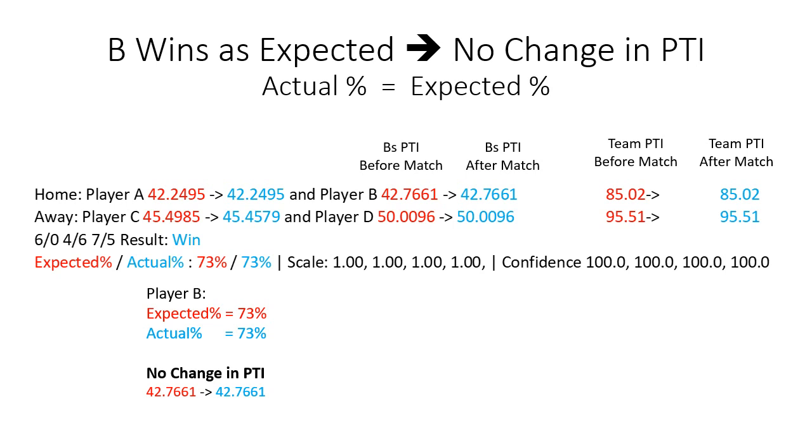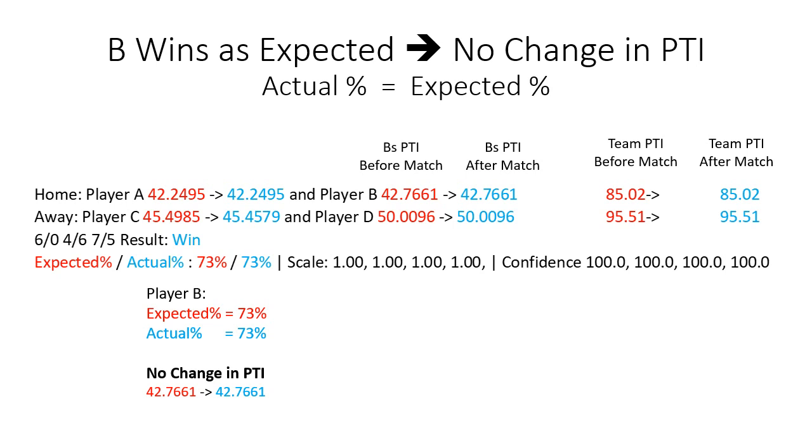The match counts fully towards each player's PTI since the confidence factor is 100% for each of them, and consequently the scale is 1.0 for each of them. Because the home team performs exactly as expected, there is no change in anyone's PTI. The blue values that follow the red ones represent the data after the match.